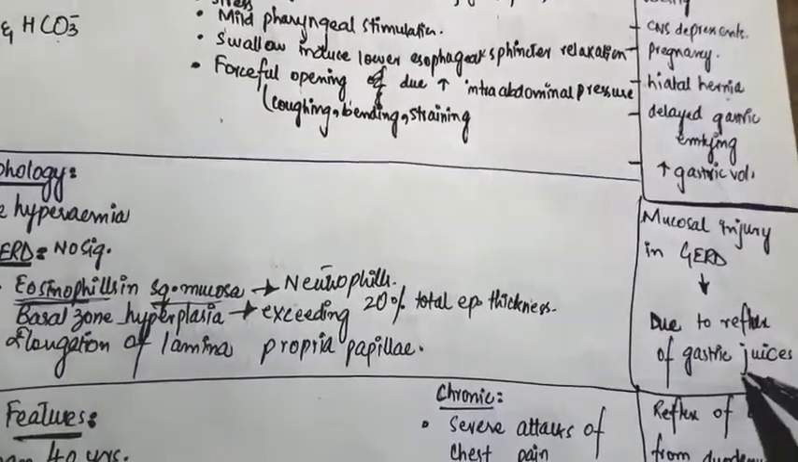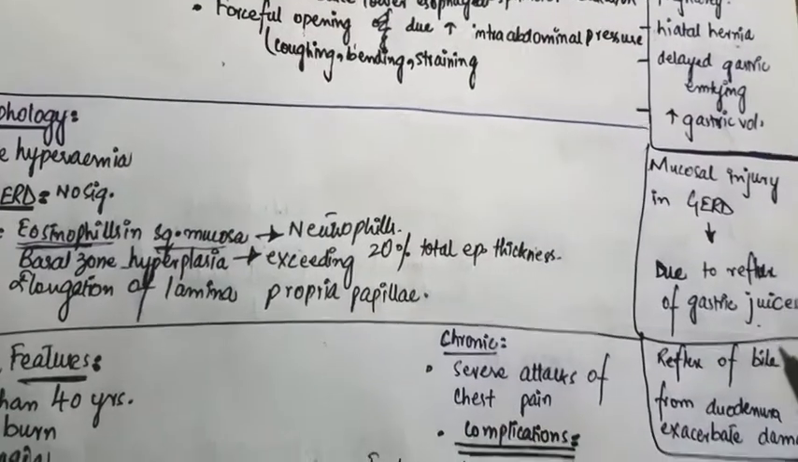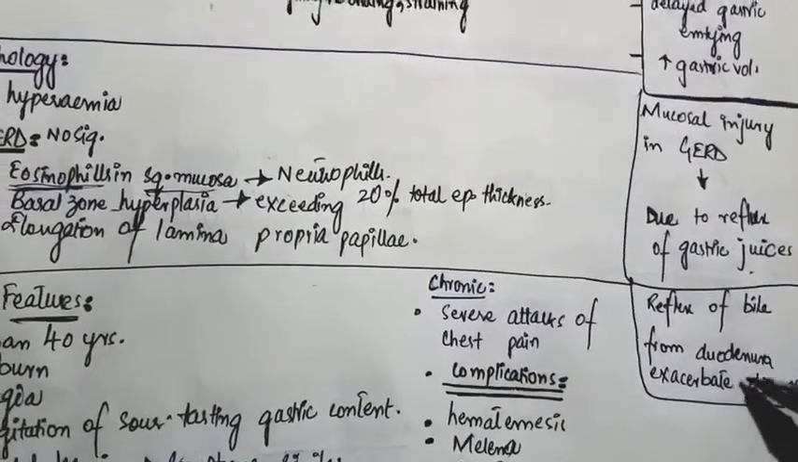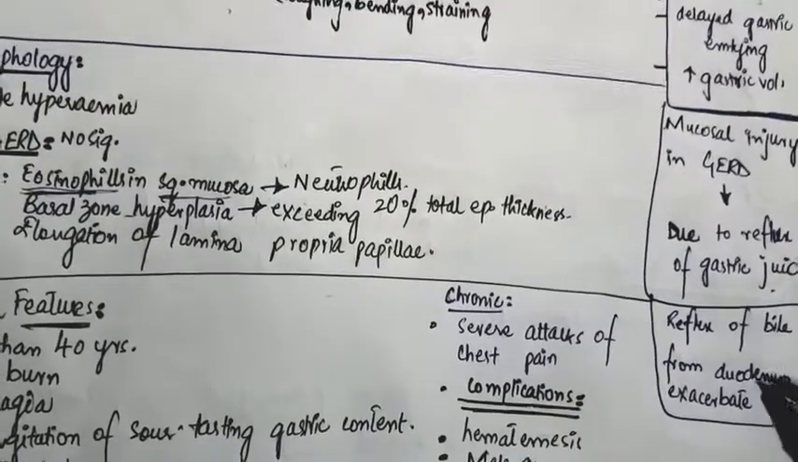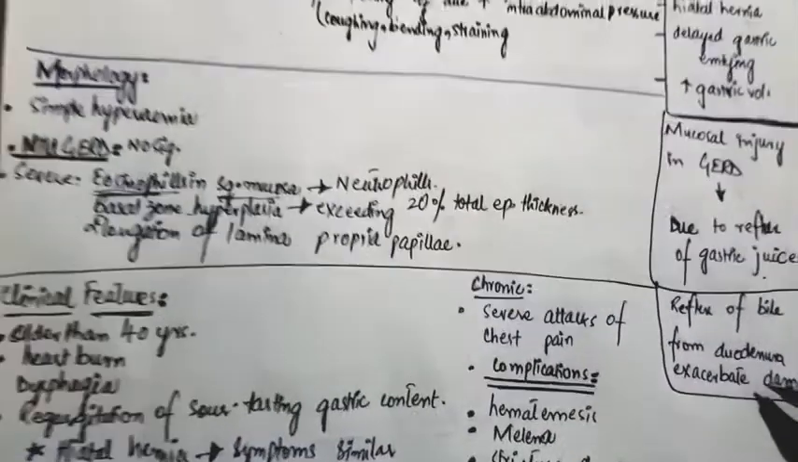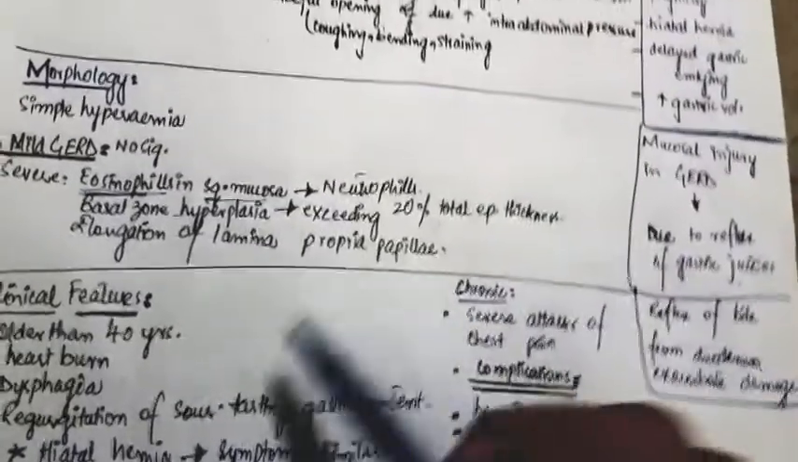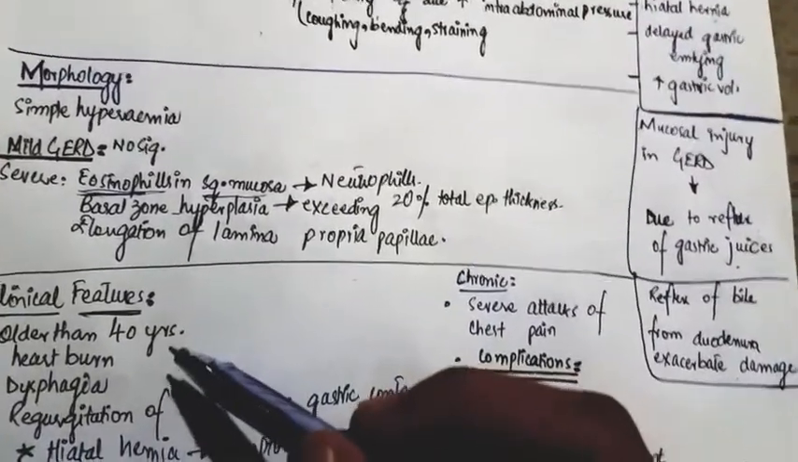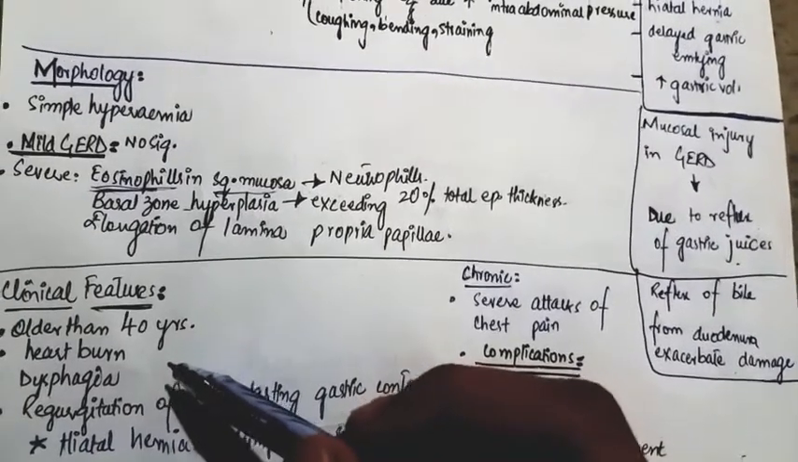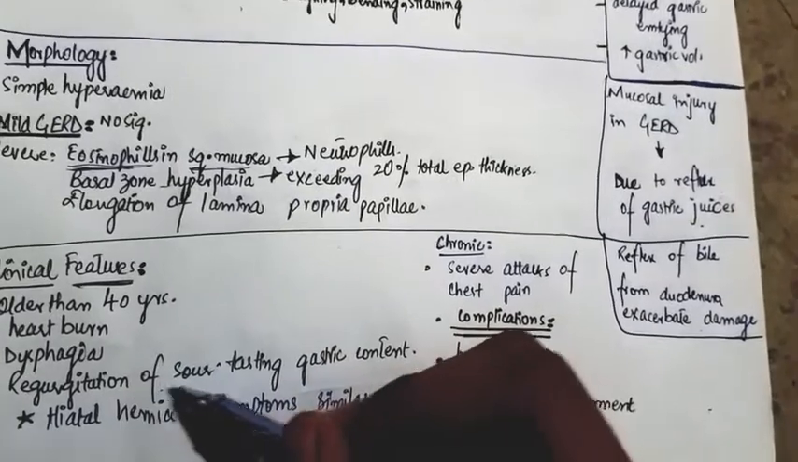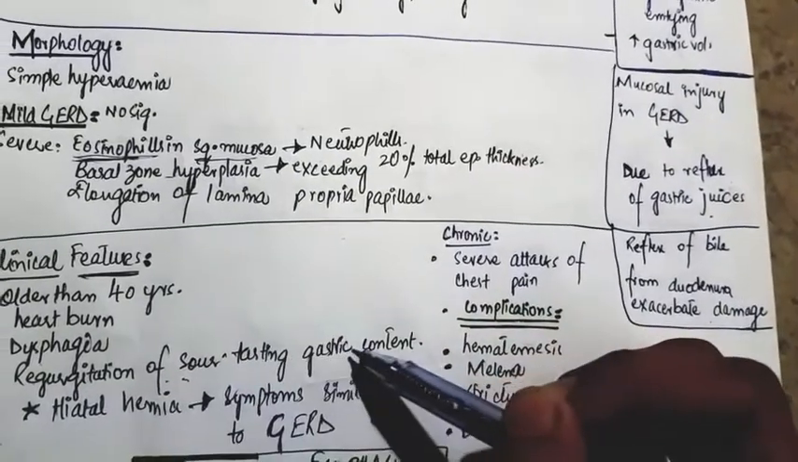The mucosal injury in GERD is basically due to the reflux of the gastric juices. But when there is a reflux of bile from the duodenum, it will exacerbate the damage. Clinical features: it will present in people older than 40 years. Heartburn, dysphagia, difficulty in swallowing, regurgitation of sour tasting gastric content.